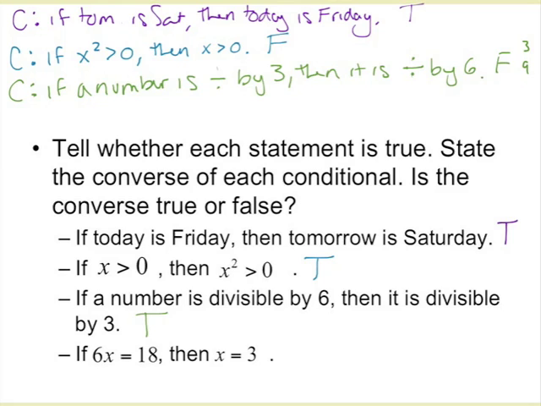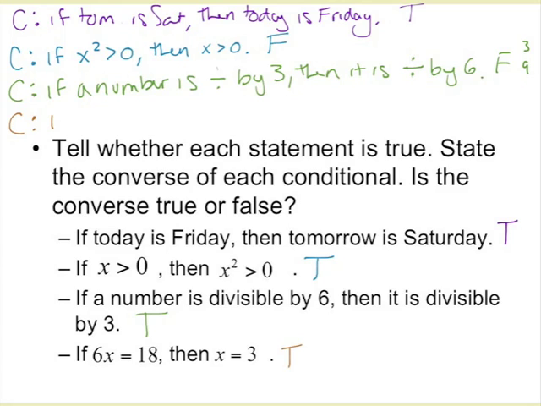Last one. If 6x equals 18, then x equals 3. Is there anything else x could be? Or would it have to be 3? It'd have to be 3. That's the only thing I can multiply by 6 and get 18. So that's a true statement.